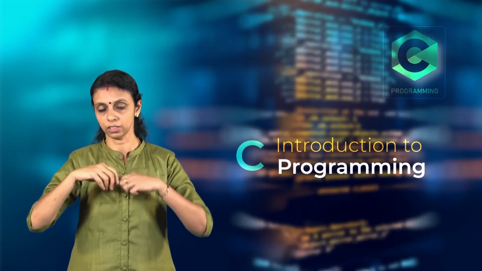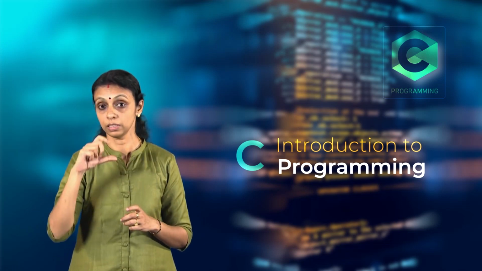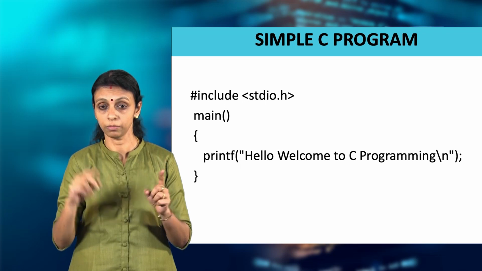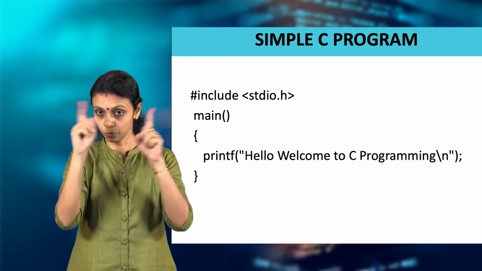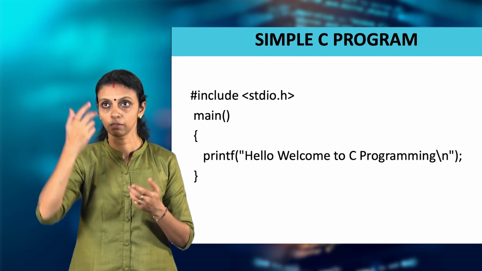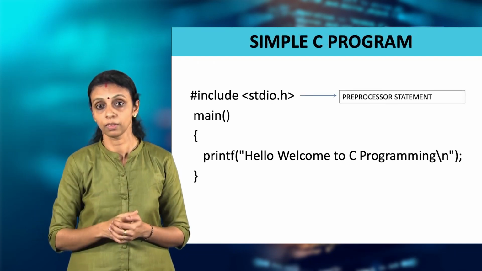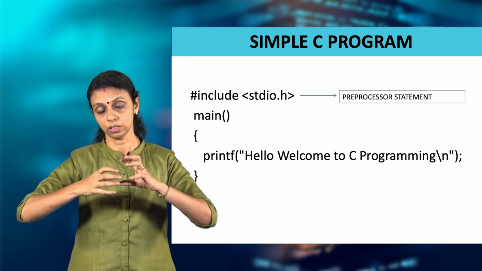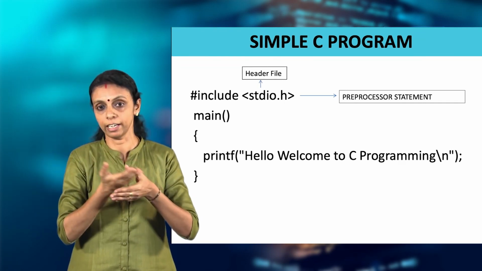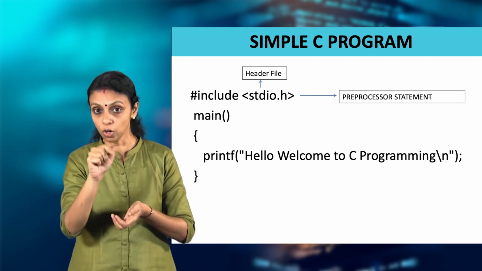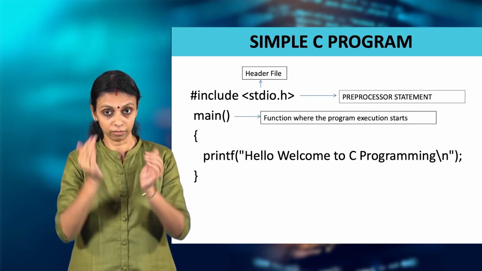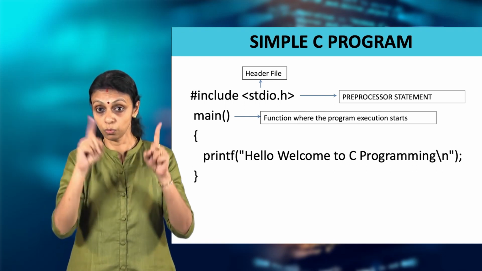Basic structure of C program. Now, let us consider a small C program. This program prints the message, "Hello, welcome to C programming." Let us consider each statement on program one by one. This is known as preprocessor statement. stdio.h is the header file. Please note that the extension of this file is .h. Main is a special function. It tells the computer where the program starts.